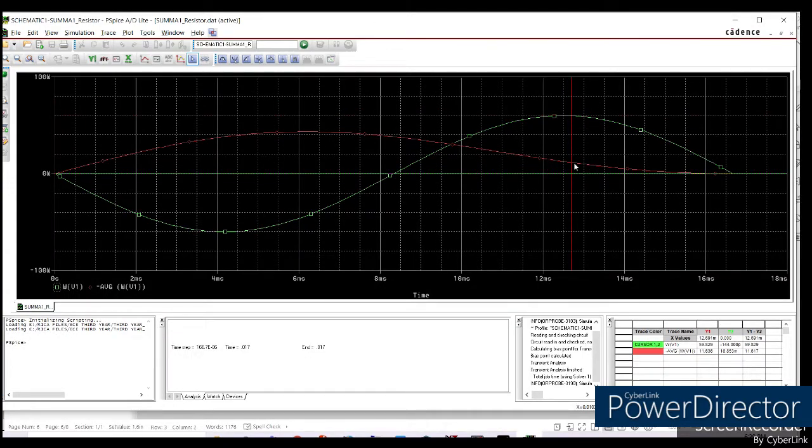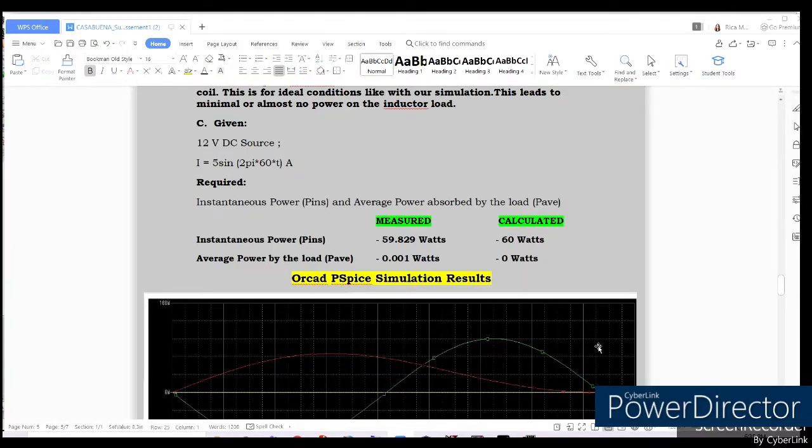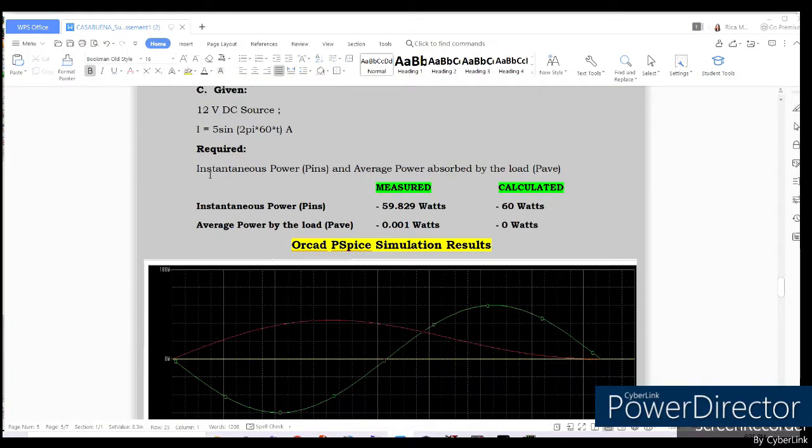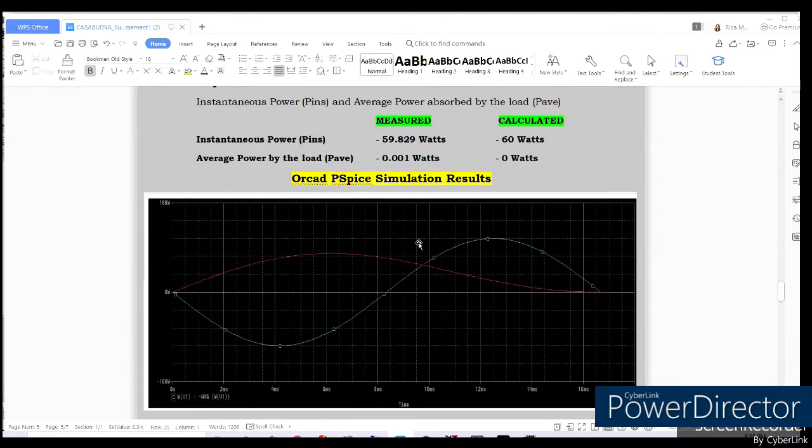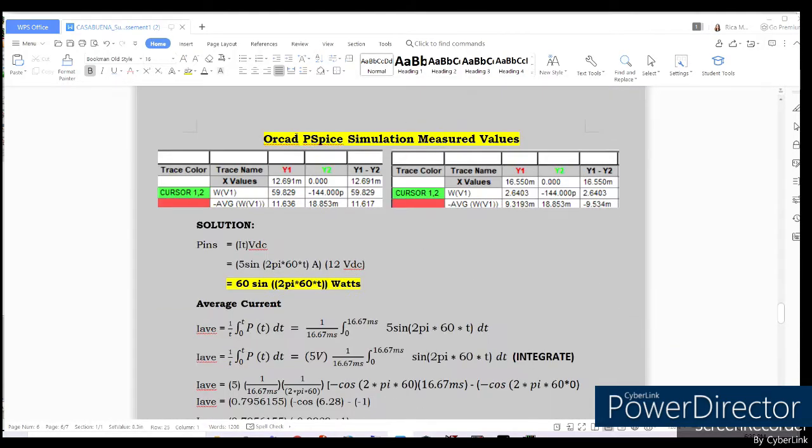After that, we will be measuring the average power, which is here at the end of the graph. On my end, I measured 9.93193 milliwatts, or we can round it up to 0.001 watts, verifying the correctness of our measured values. For the PSpice simulation, we measured 59.829 watts for the instantaneous power compared to 60 watts of our calculated instantaneous power. This is our PSpice simulation result, and this is our measured value.